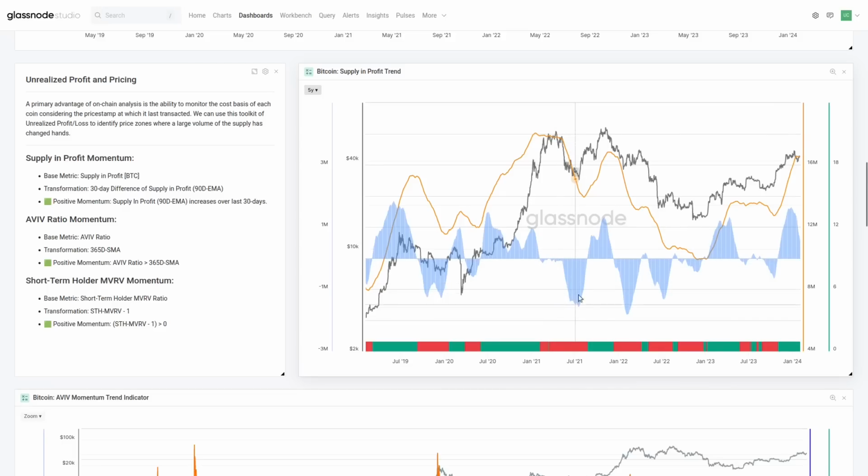Very negative values can also give us the inverse reading. We start to see this kind of flip over where, as the market starts to rally, coins that were sold at the lows are then purchased by somebody else and they move back into profit. So we're really looking for this transition.